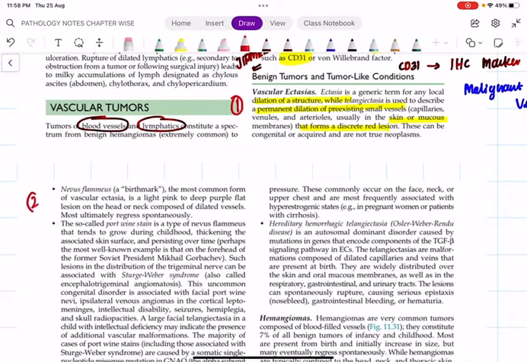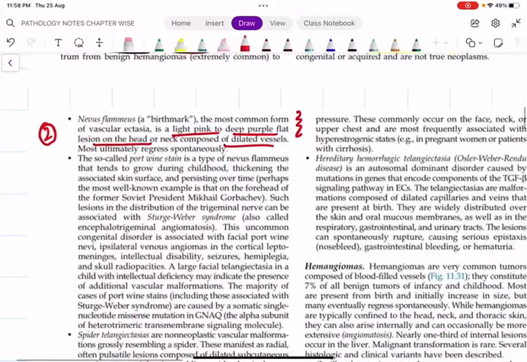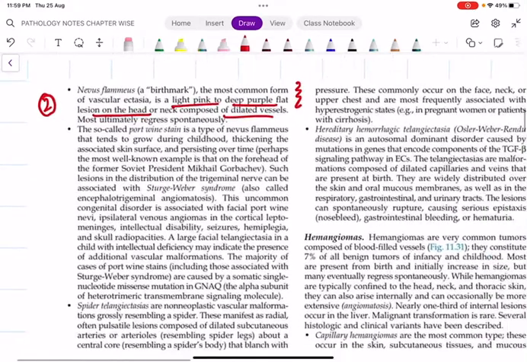Number 2 is what we call nevus flammeus. See, nevus flammeus is nothing else but the birthmark. It is the most common type of vascular ectasia. It will be a light pink to deep purple, flat lesion, most commonly in the head or neck region, which is also made up of dilated vessels. It is the birthmark. Okay, most of us have this. Yes, we have something we call port wine stain. Okay, what is port wine stain?